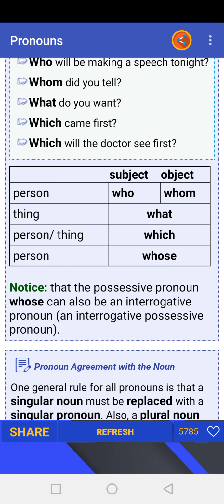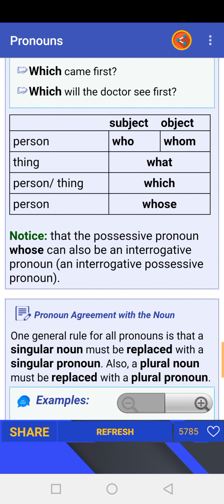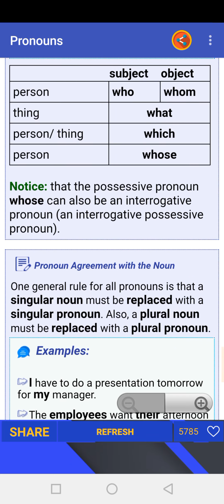So, who is the subject personal pronoun. Whom is the object personal pronoun. What is used for things. Which is used for persons and things. Whose is used for persons. Note that the possessive pronoun whose can also be an interrogative pronoun, an interrogative possessive pronoun.